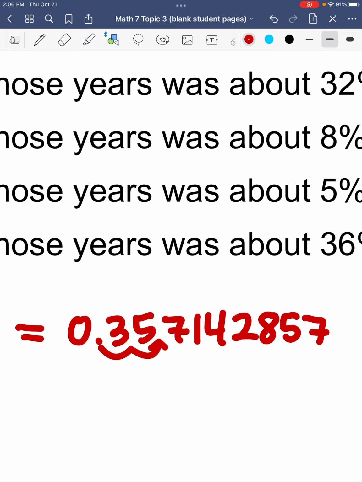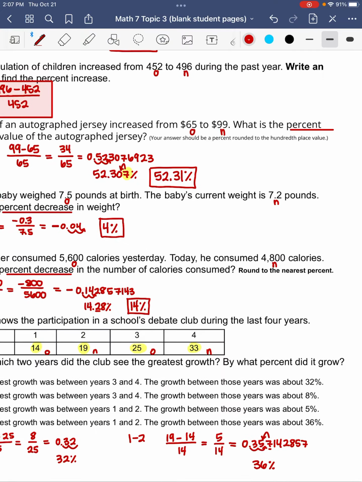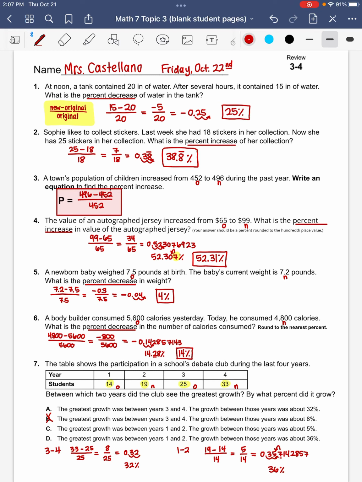Now, because that's a 7, should I round up this 5? Yeah. So let's actually record this as 36%. It was a 36% increase. Well, 36 is bigger than 32. So I now know that A is not the correct answer.